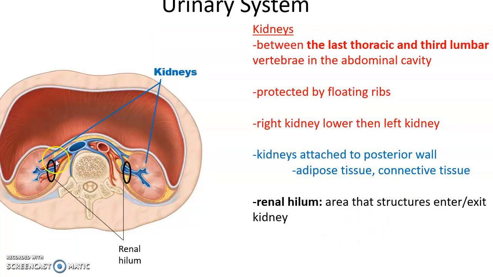Again, as I said, they're attached to the posterior wall of the abdominal cavity. They're attached by adipose tissue, that's fatty tissue, and additional connective tissue, providing a little cushion for the kidneys. And the space where structures like blood vessels and the ureter and nerves and so on go in and out of the kidney, that space is referred to as the renal hilum.